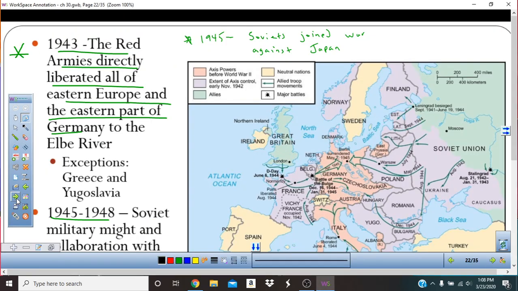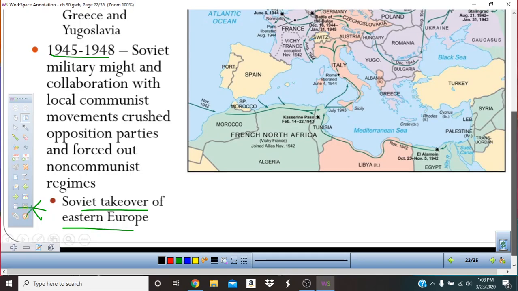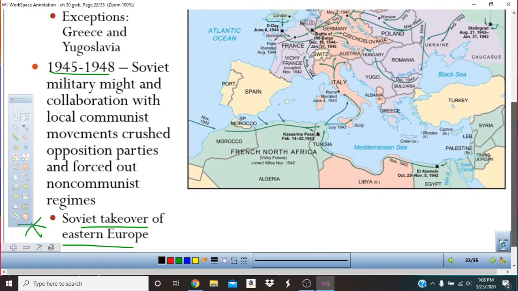1943, the Red Armies are going to liberate these Eastern European countries. All these countries here are going to be liberated by the Soviet Union. And that's great. And then the Soviet Union says, okay, but now we're taking you over. So they were controlled by the Nazis for 4 years. Now they're going to be controlled by the Soviet Union all the way until the Soviet Union collapses, really in 1991.